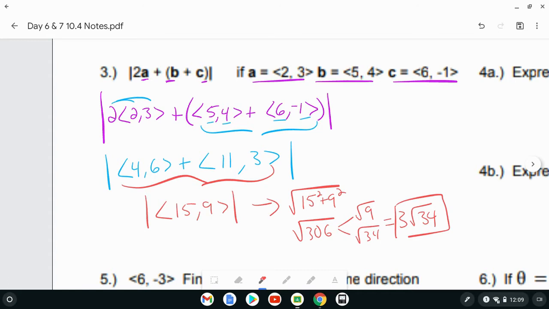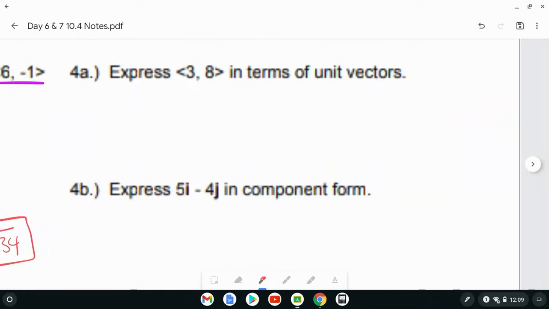So just going piece by piece, doing your vector addition and scalar multiplication. We did vector additions three separate times there. Take a look at 4a. It says express <3, 8> in terms of unit vectors. Well, we just saw at the very top. Remember 3i, that's your horizontal component, plus 8j, that's your vertical component. Really straightforward.